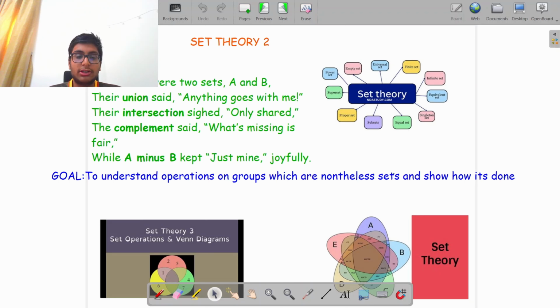So, according to this limerick, we will be learning more about union, intersection, complements, and the minus operator in sets itself. And you might know what minus or subtraction is, but in set theory, it means something different and unrelated to what we do in normal numbers and in number theory.